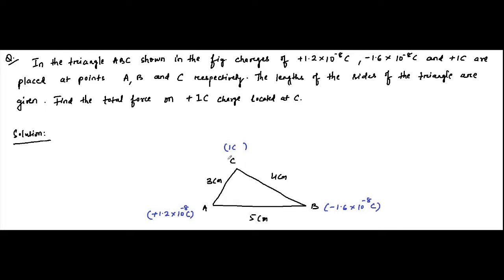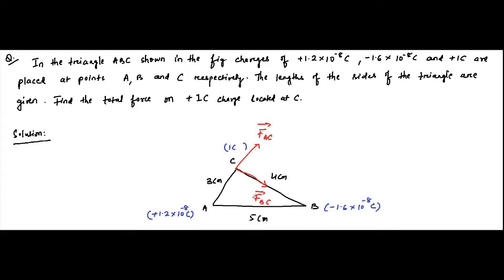Because of charge A and C interaction, there will be a repulsion type force in this direction. Let's call it FAC. It is specified as the force vector this. And because of charge C and B interaction, this is plus, this is minus, there will be an attraction type force in this direction. Let's call it FBC.